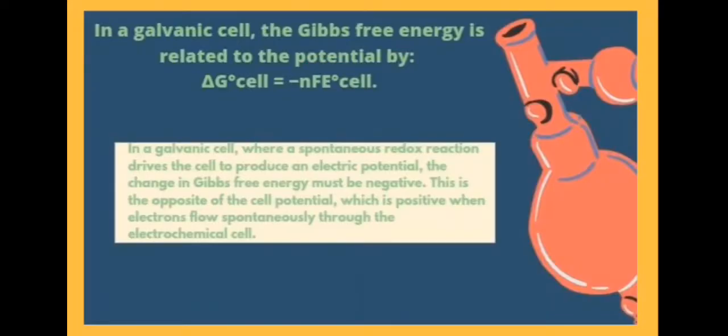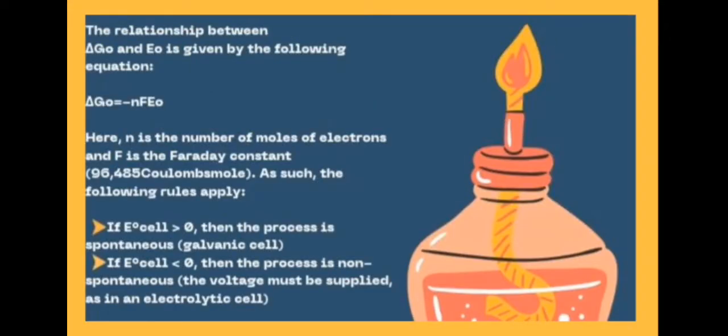In a galvanic cell, the Gibbs free energy is related to potential by delta G naught cell equals negative n F standard cell potential. In a galvanic cell, where spontaneous redox reaction drives the cell to produce an electric potential, the change in Gibbs free energy must be negative. This is the opposite of the cell potential, which is positive when electrons flow spontaneously through an electrochemical cell. The relationship between delta G naught and standard cell potential is given by the following equation.